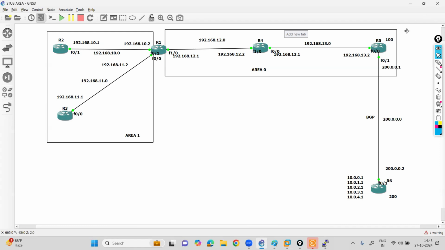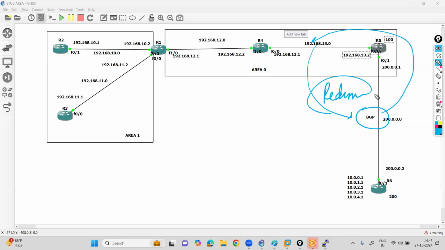Because there's a process called redistribution that is yet to be configured on R5. Now we have to advertise both of these protocols. You have to advertise the BGP protocol into OSPF and OSPF into BGP. This is called the redistribution process. Now advertise both of these protocols to each other.